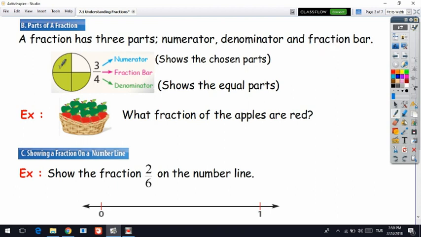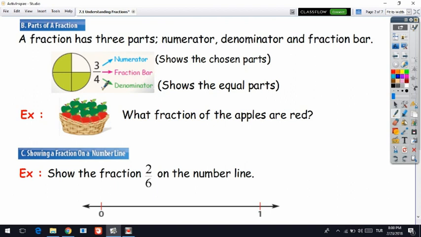So we have a shape, and it's divided into 4 equal parts. First of all, 1, 2, 3. 3 of them are colored. It says numerator. Also we have another number, that is the bottom number. The bottom number says how many equal parts are in a whole. 1, 2, 3, 4. We have 4 equal parts. Also we have the fraction bar. The fraction bar separates the numerator and denominator, the top number and the bottom number.